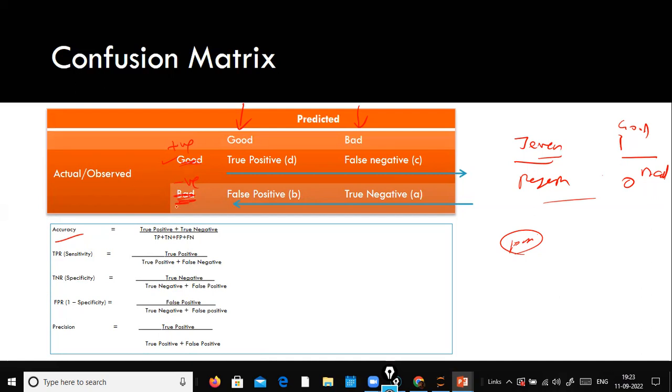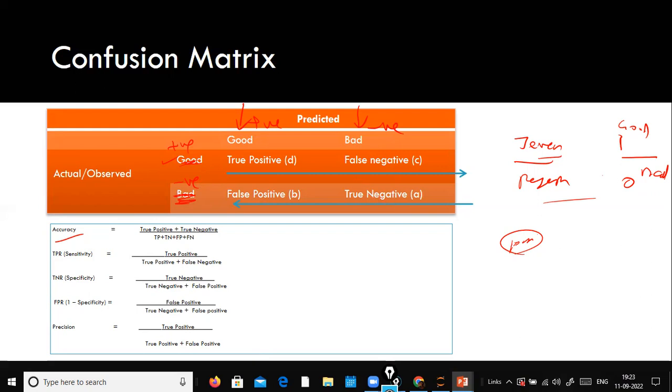I just struck out the good and bad because you will get confused. In the case of COVID, actually you are negative, but your model predicted you are positive. You just think that way. Your model wrongly predicted you have positive. Okay, false positive. And actually you have negative, and your model correctly predicted you have negative.